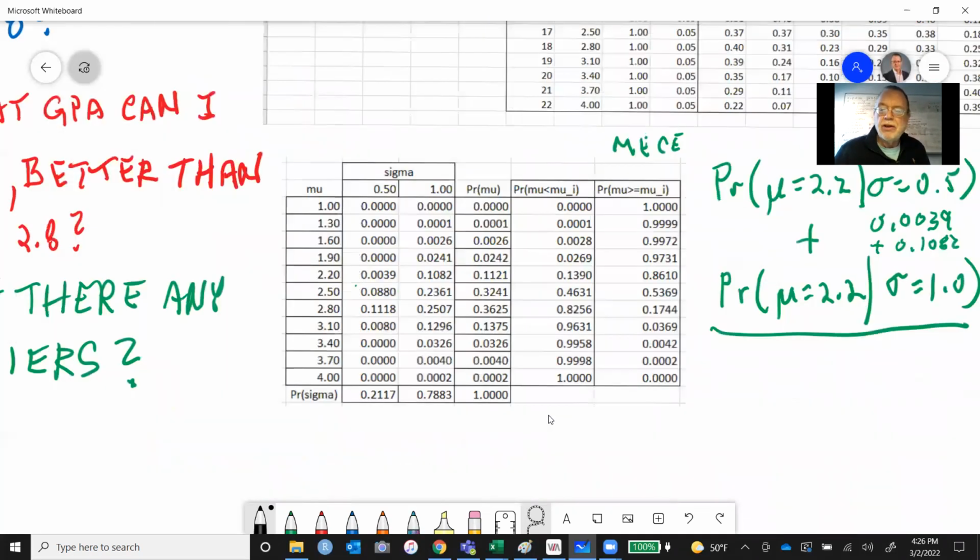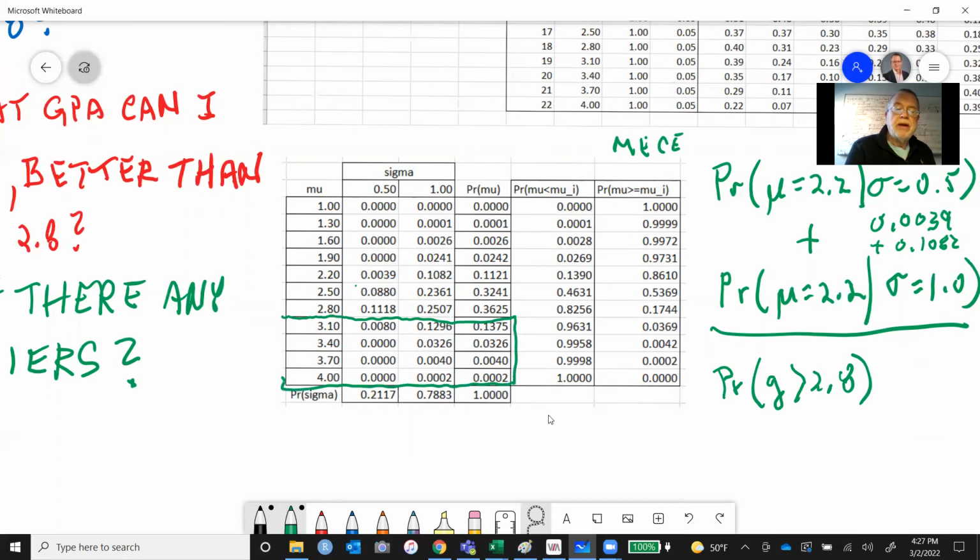Okay. So we're looking for the probability. Go back to green here. The probability that a GPA, the mean, is greater than 2.8. Now we're dealing with all means here. It's the mean of a GPA. What is the probability that it's greater than 2.8? So we're really only going to look here at this subspace of all of the mu's. So we're looking at 3.1, 3.4, 3.7, and 4.0.